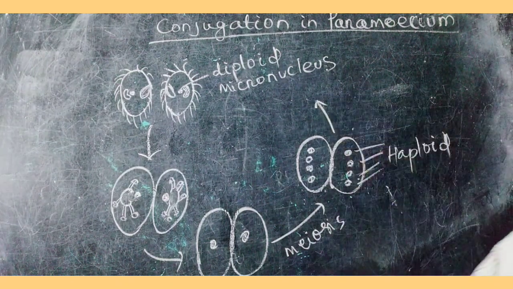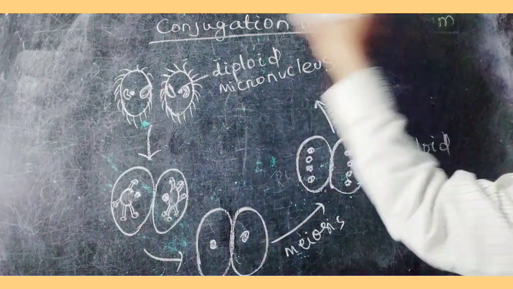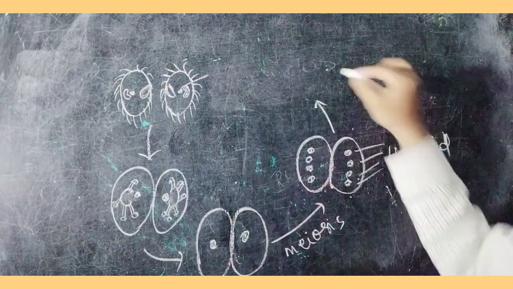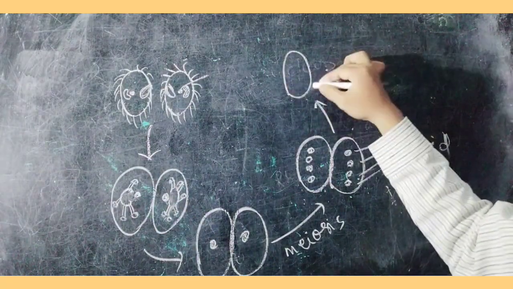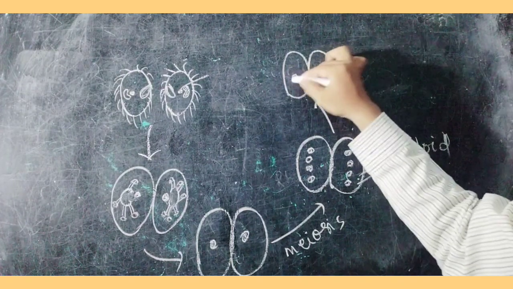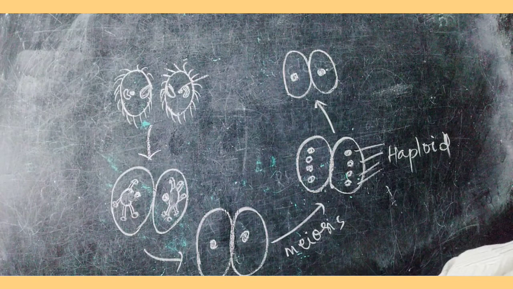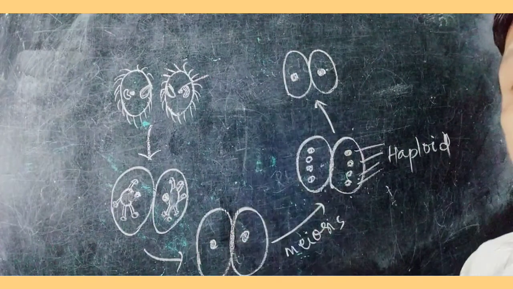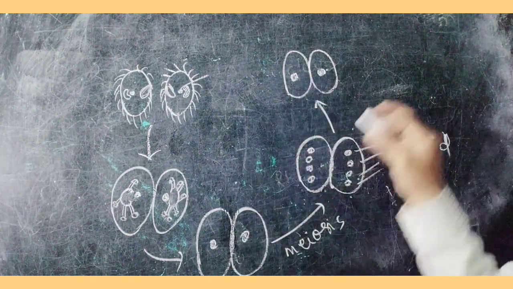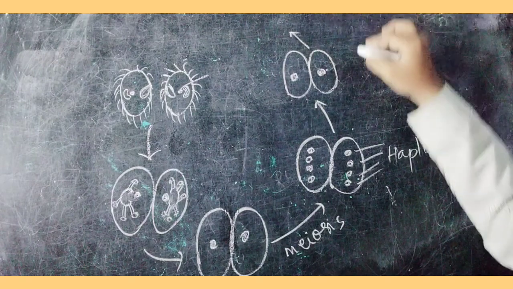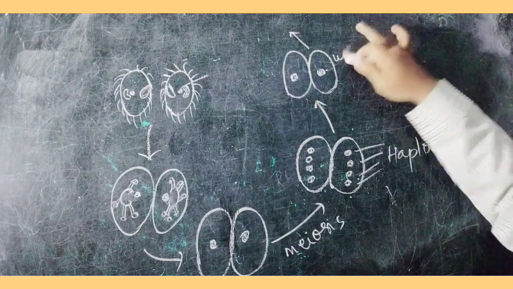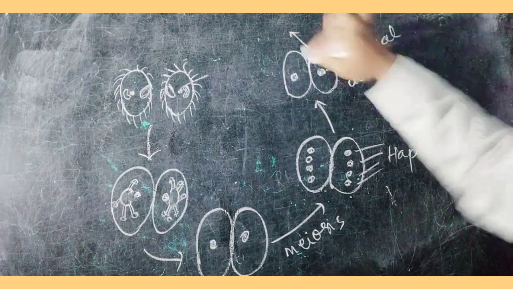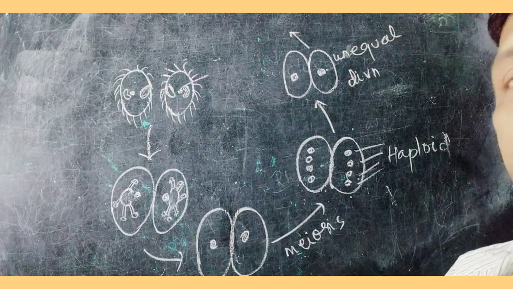After formation of this haploid condition, what happens? Out of these four nuclei, three disappear. That means the remaining one haploid nucleus remains here. Except haploid nuclei, none can fuse. So this haploid nucleus now divides unequally, an unequal division, a mitosis-like process.